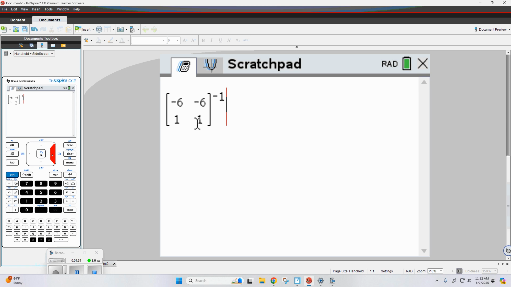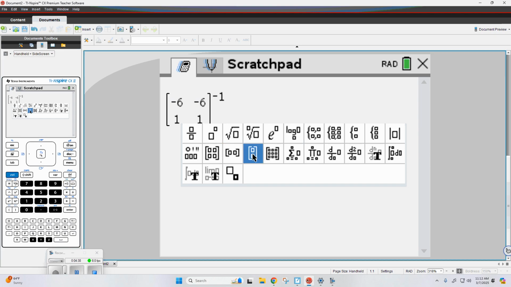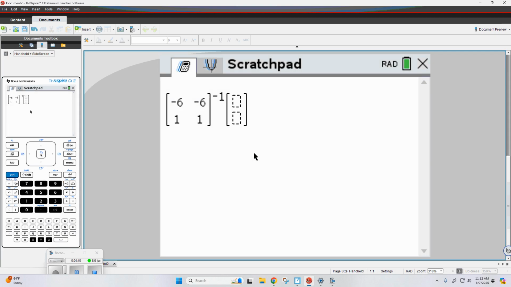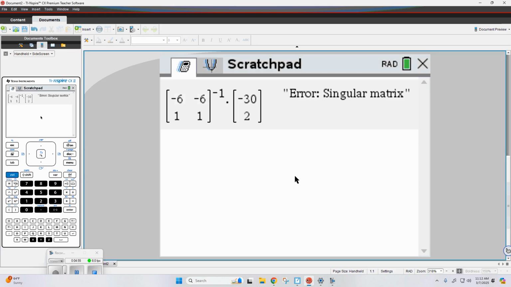Go ahead and go back to this button here that brings up my templates. Matrix B was a 2 by 1, so I want this one. Well, what were my 2 numbers? -30 and 2. There we go. So the inverse of A times B, the second I push enter... why did that happen? Singular matrix. Huh?